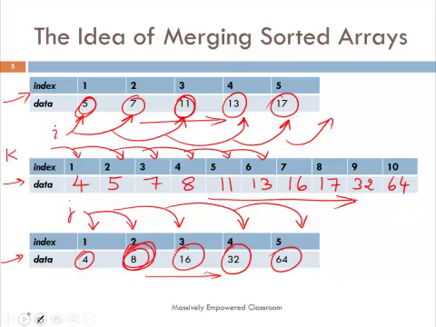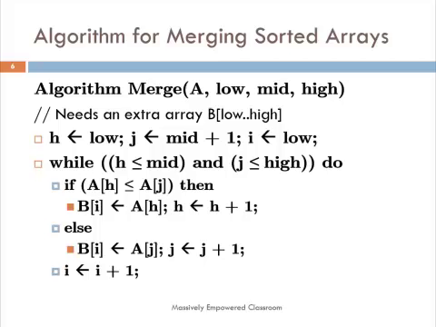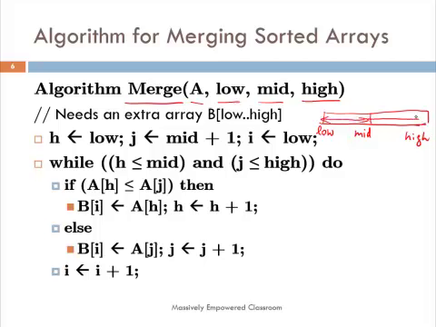Right? So this algorithm, if we write it in proper pseudocode, algorithm merge takes an array A and three things: low, mid, and high. Right? So let's see what these are. Instead of having two separate arrays, here we are assuming that the array A has two parts. Right? So here is from low to mid and mid plus 1 to high. This is the first sorted array. This is the second sorted array.